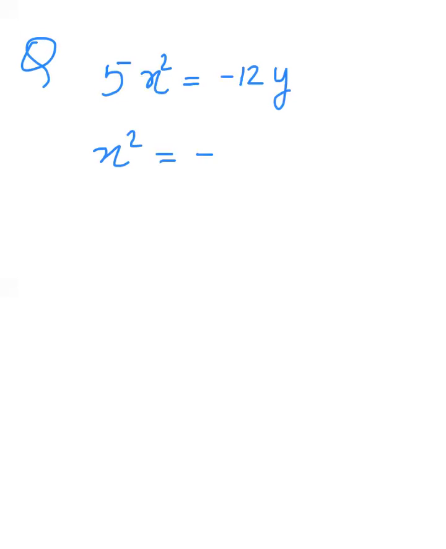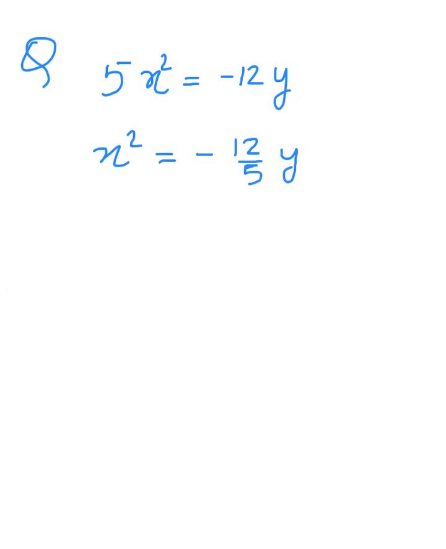See now, beta, we are going to do a question. It is 5x square is equal to 12y. X square is equal to minus 12 upon 5y.